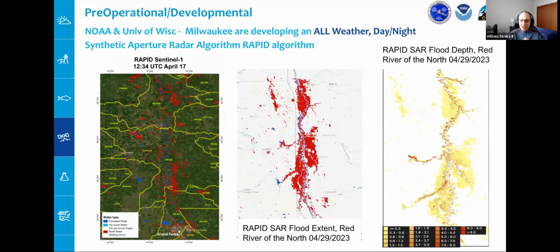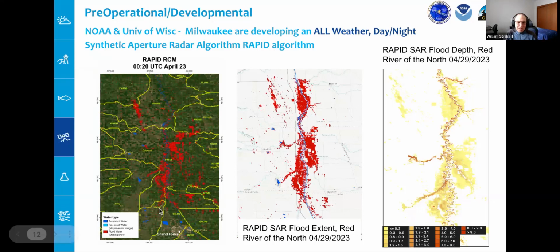This is an example of the pre-operational developmental algorithm being done by NOAA and the University of Wisconsin in Milwaukee, called RAPID. And it takes data from C-band radars, so that's RadarSat Constellation, Sentinel-1, RadarSat-2. As can be seen in the animated GIF, you're getting lots and lots of passes over the Red River from multiple types of satellites.